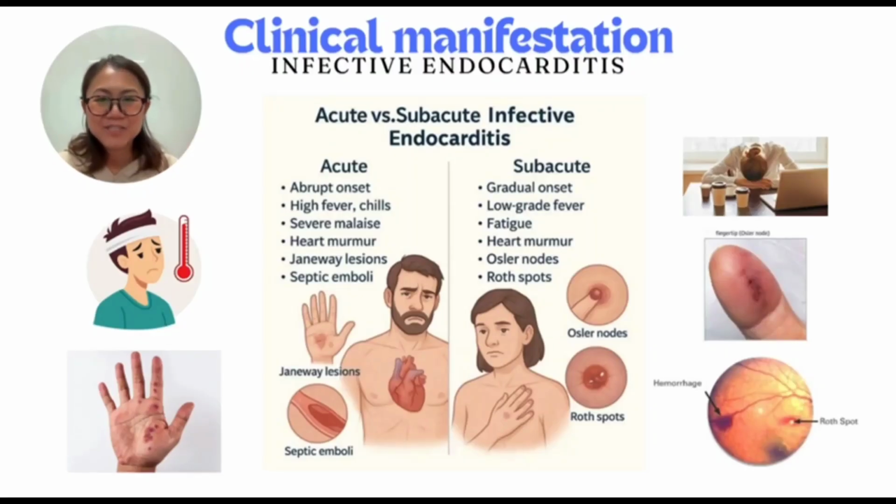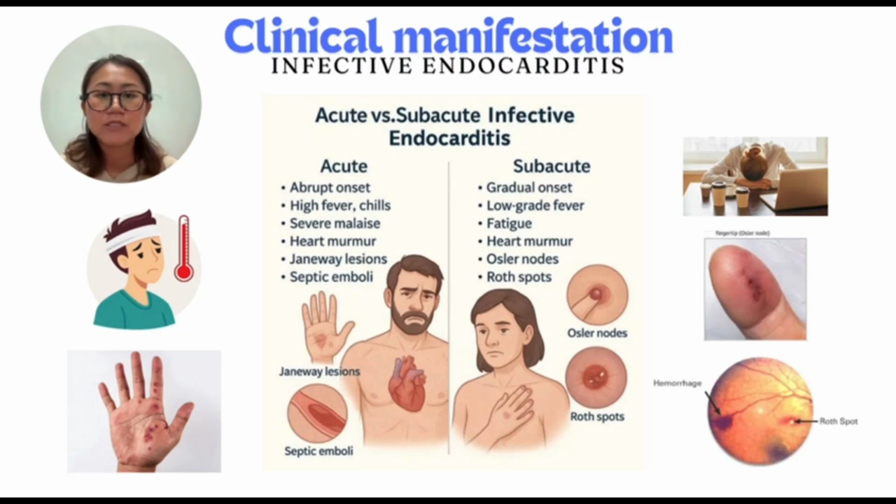Hi. So today I will explain the clinical manifestations and investigations of acute and subacute infective endocarditis. So first, acute infective endocarditis has a sudden and aggressive onset. Patients usually present with high fever, chills, severe toxicity, tachycardia, and shortness of breath.